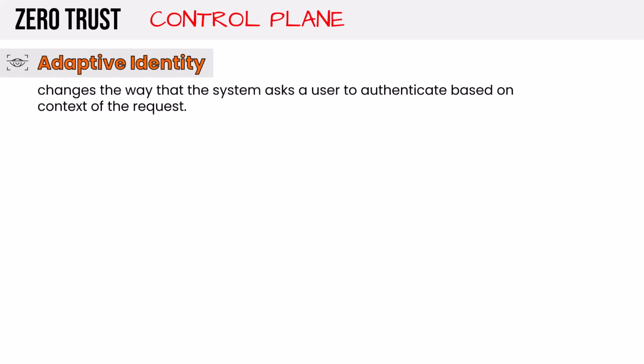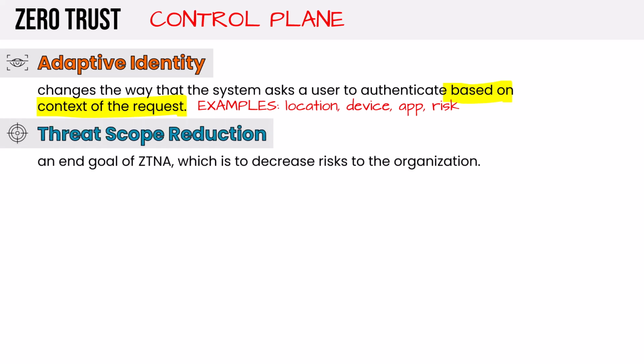Adaptive identity changes the way the system asks a user to authenticate based on the context of the request. So the policy decision point is going to look at elements like location, the device the user is coming from. Is that device healthy? Are they using an approved app? Is there any risk associated with this user? Threat scope reduction is really an end goal of zero trust network architecture, which is to decrease risks to the organization.